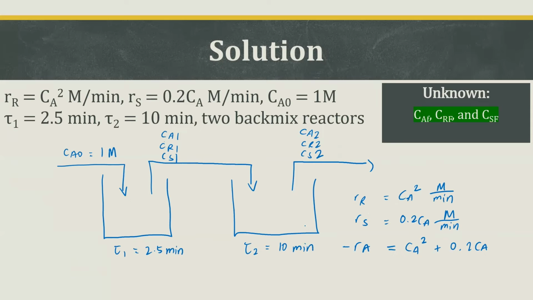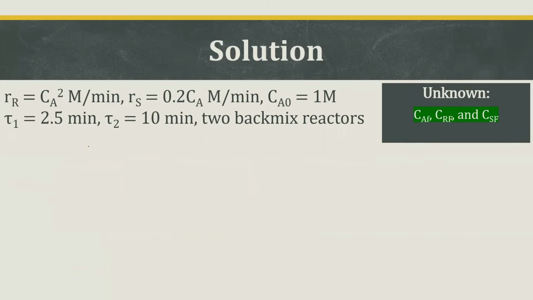Okay. So let's try to solve first using the fractional yield method. So how do you go about it? If you remember the expression earlier, we only need the concentrations of A. So let's solve first for the concentrations of A. For the first reactor, we have tau 1 equal to CAO minus CA1 all over negative rate of A1. So this is 2.5 equal to 1 minus CA1 all over CA1 squared plus 0.2 CA1. And you should get CA1 equal to 0.4 moles per liter.